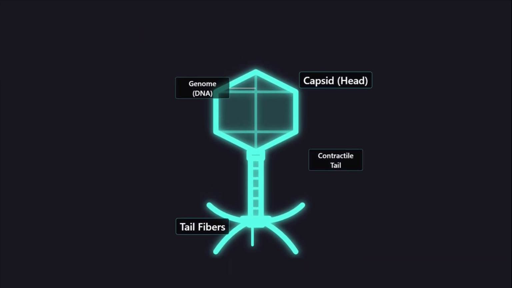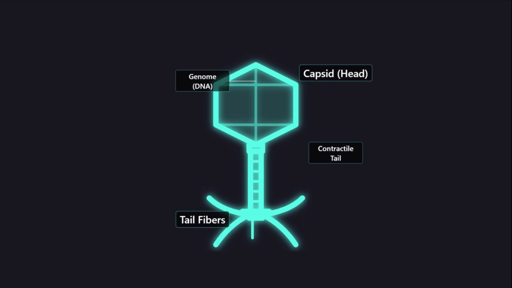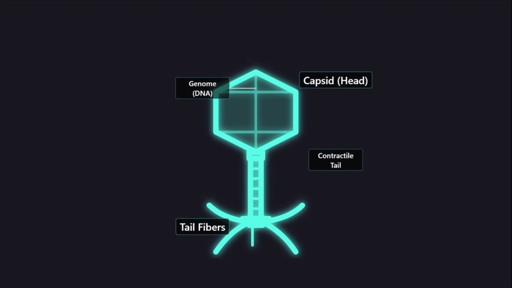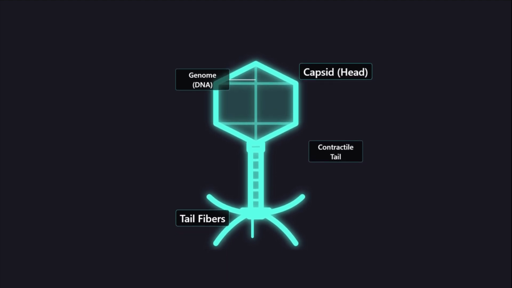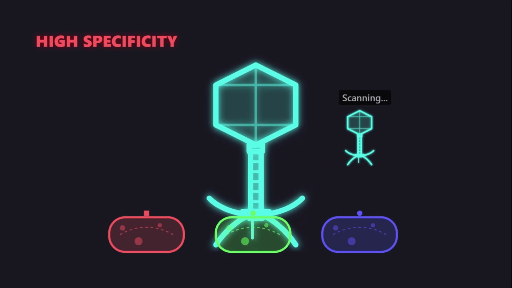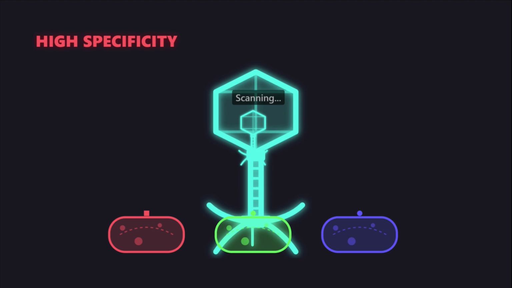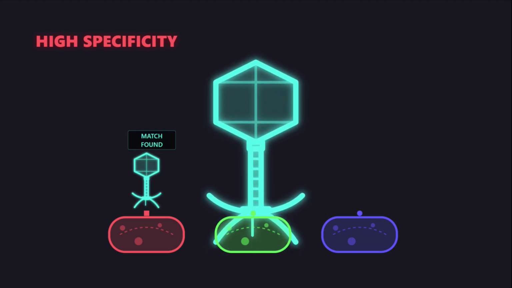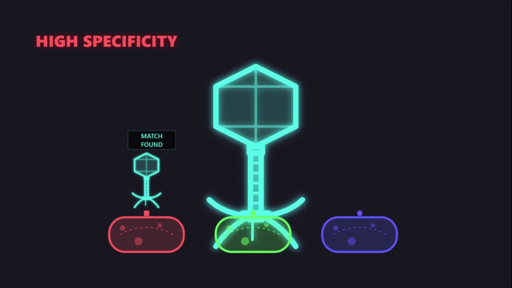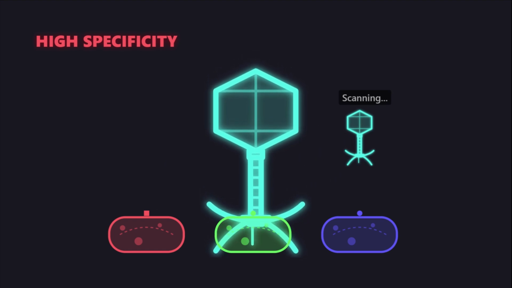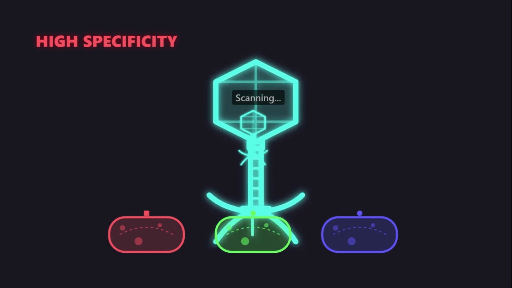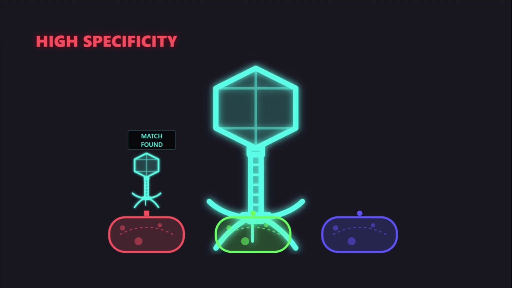A typical phage structure includes an icosahedral capsid head containing the nucleic acid genome, a contractile tail sheath, and specialized tail fibers. Phage infection relies on high specificity, requiring the precise binding of these tail fibers to specific bacterial surface receptors. These receptors are often lipopolysaccharides or outer membrane proteins unique to the host.